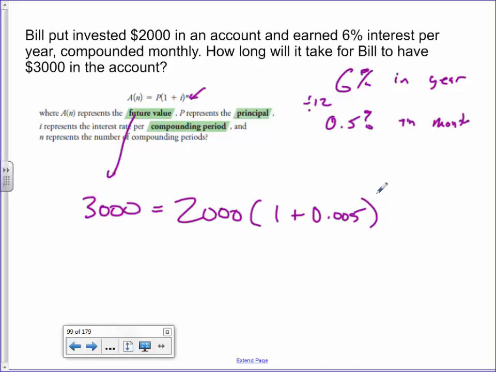And then N is the amount of compounding periods. We're actually going to leave that as N for right now. We might actually change it from N, though, to X, because usually we're solving for how long this will take. That's what we're solving for. Our question is, what is the length of time it will take?